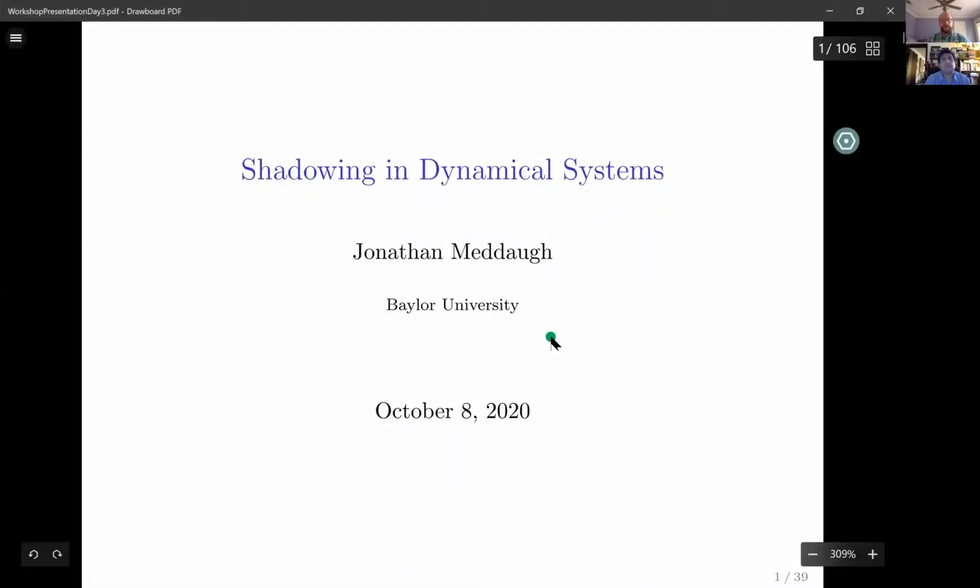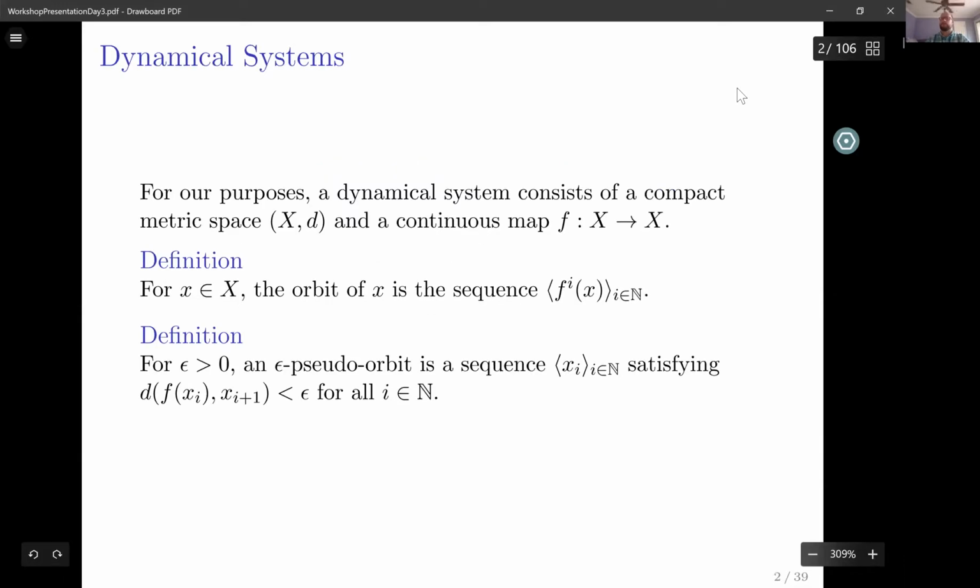So as advertised, today we're going to talk mostly about the idea of whether for a given topological space we expect the shadowing property. So we'll just dive in here. For the sake of completion, here are our definitions.